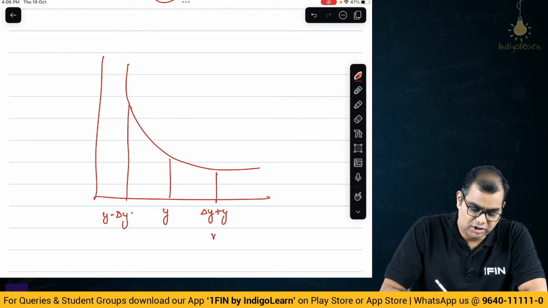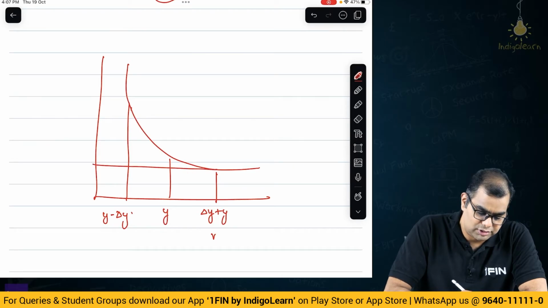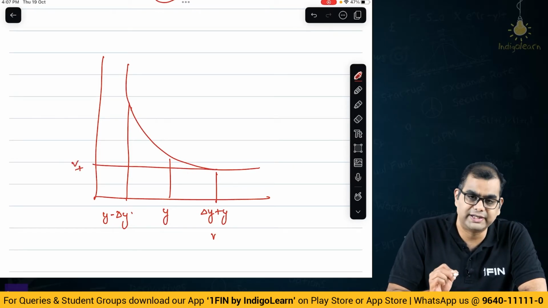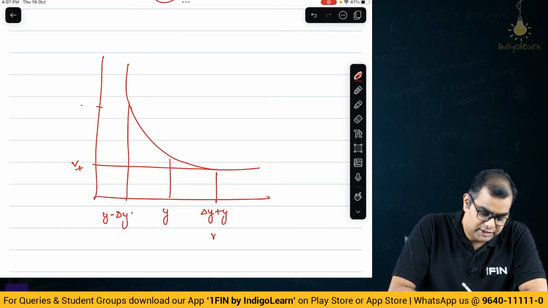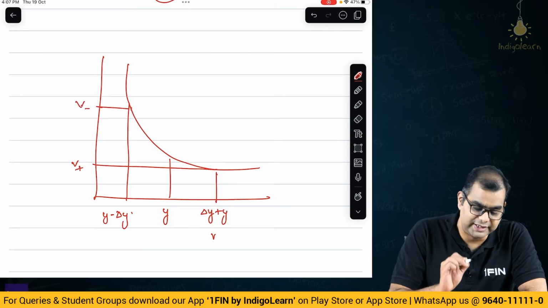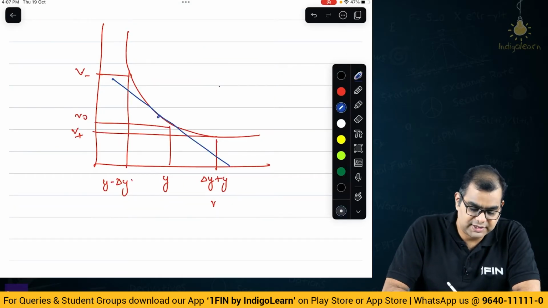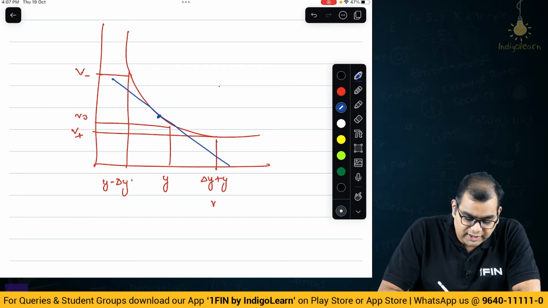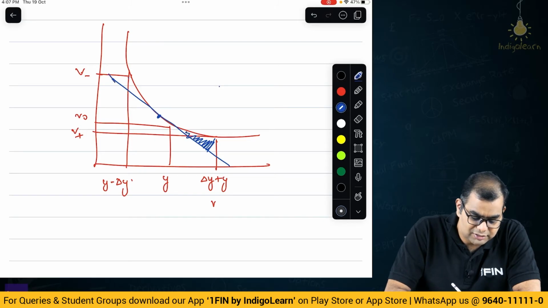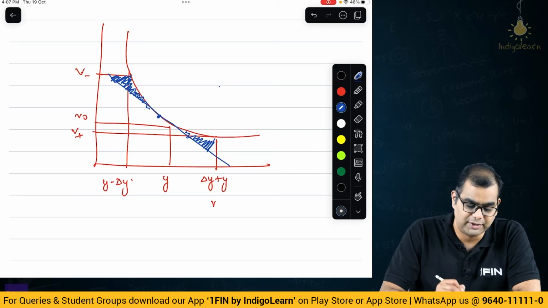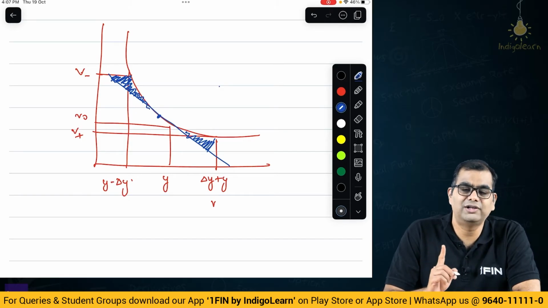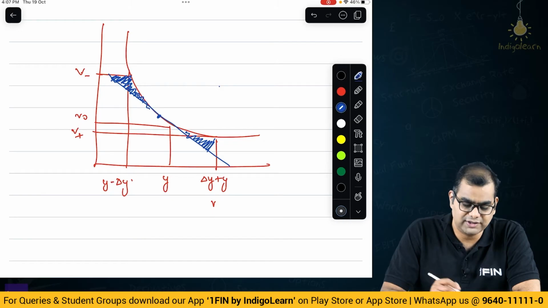This particular value is called V plus, that is, when yield increases, what is the value? This particular value is called V minus, that is, when yield decreases, what is the value? And this particular value is called V0. What you are trying to do at this point is figure out this particular gap, because the first derivative gives you the value, which is your modified duration, for small changes.